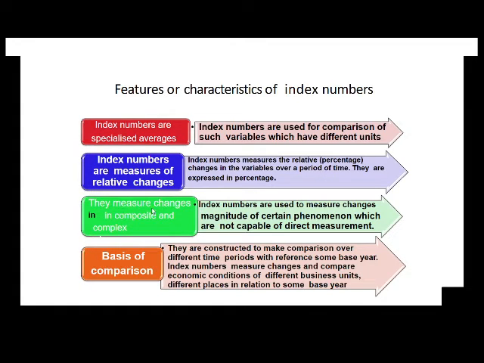Next feature is they measure changes in composite and complex phenomena. Index numbers are used to measure changes in magnitude of certain phenomena which are not capable of direct measurement. So next feature is basis of comparison. They are constructed to make a comparison over different time periods with reference to some base year. Index numbers measure changes and compare economic conditions of different business units, different places in relation to some base year.